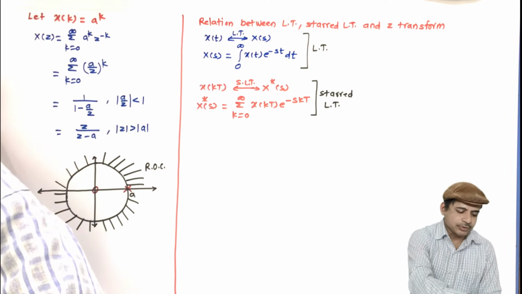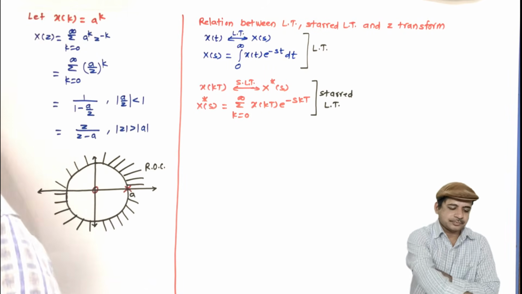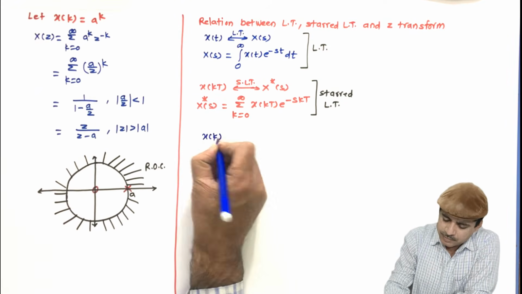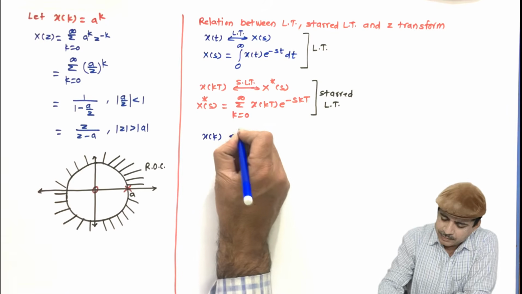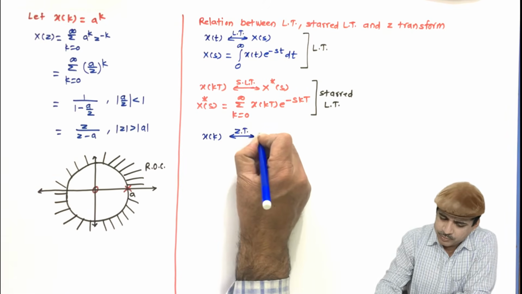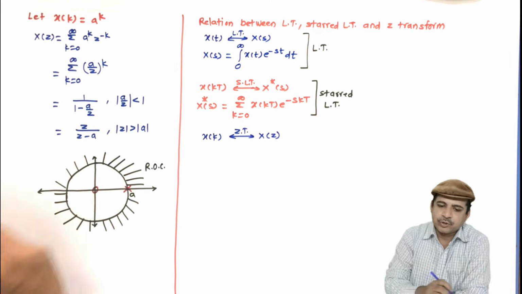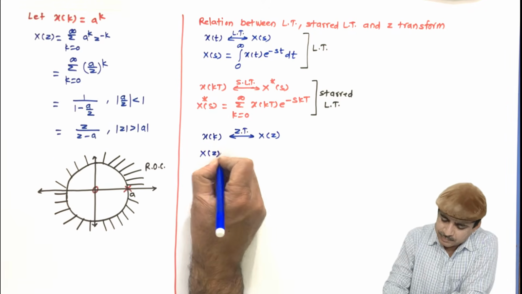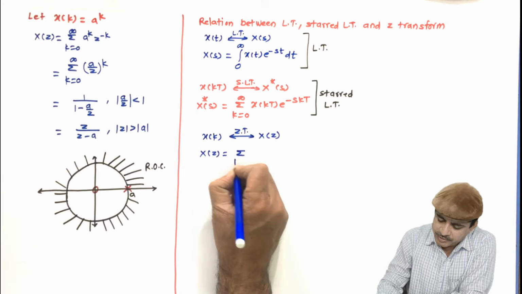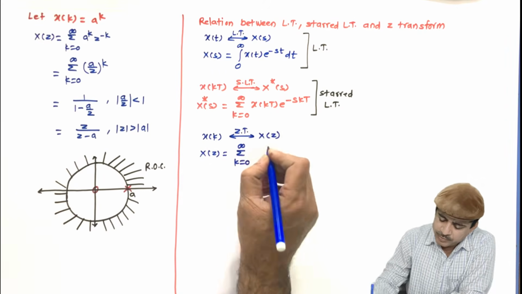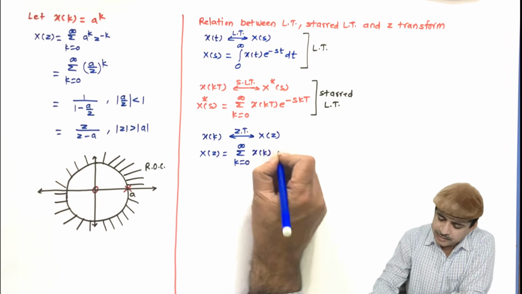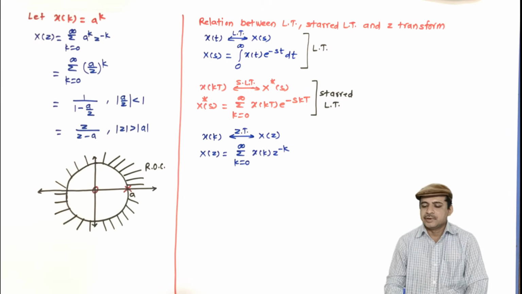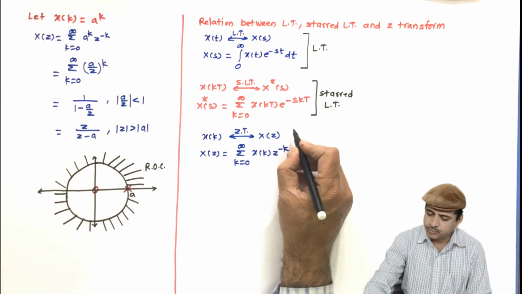And then what I will do now is a Z transform. X of k taken Z transform gives me X of z. And what is X of z? Summation k equal to 0 to infinity x of k z raised to minus k. And what is this? This is the Z transform.